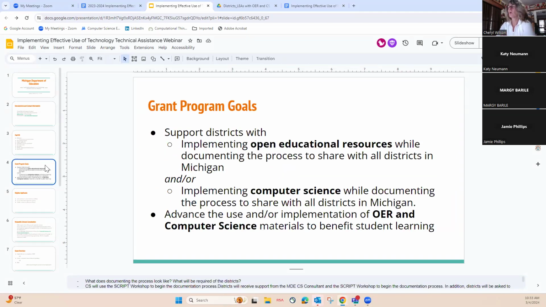And so the goals of this, it's kind of two-pronged. To support districts with implementing open educational resources while documenting the process to share with all districts in Michigan, and or implementing computer science while documenting the process to share with all districts in Michigan. And then advancing the use and or implementation of OER and computer science materials to benefit student learning. So there's kind of two parts to this grant. You can apply for the open educational resources, and you could also apply for computer science. We'll talk a little bit more if you're going to apply for both. We do encourage districts to think more along one of those lines, but there are kind of two different objectives to this for the goals.